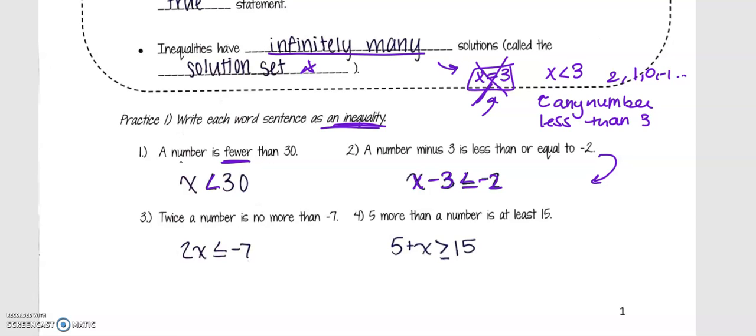Number 3 says twice a number, so 2 times a number is no more than -7. So that means it has to be less than or equal to -7 if it's no more than. And 5 more than a number is at least 15. So I've got a number, and I'm adding 5 to it because it says 5 more than the number, this is addition, is at least. So that means greater than or equal to 15.